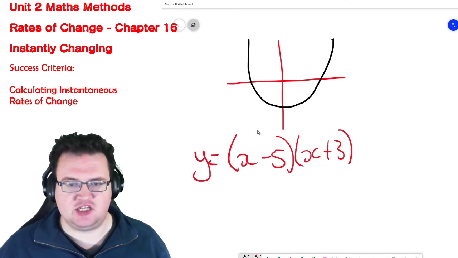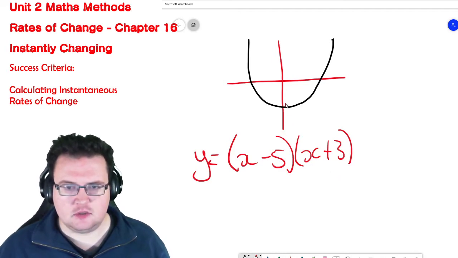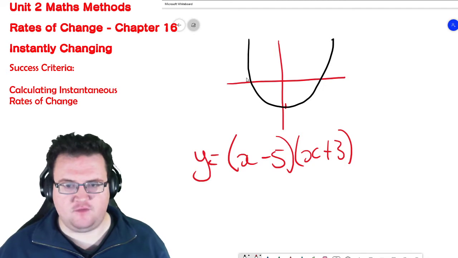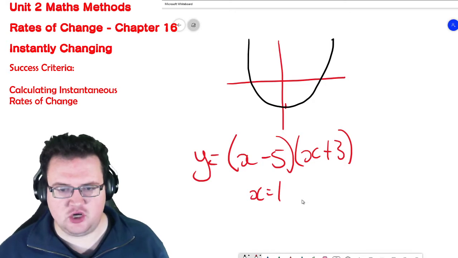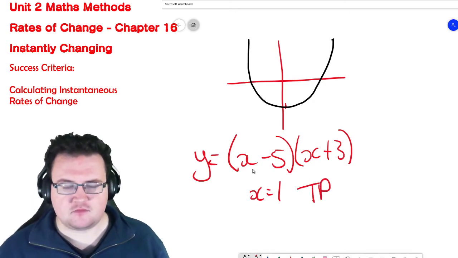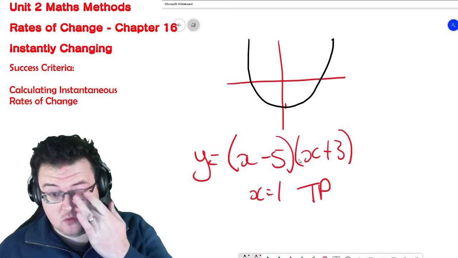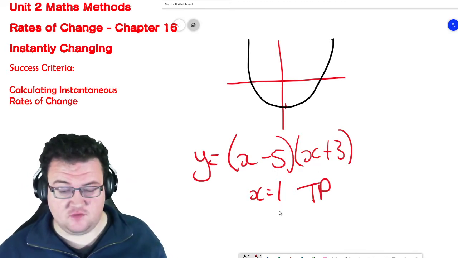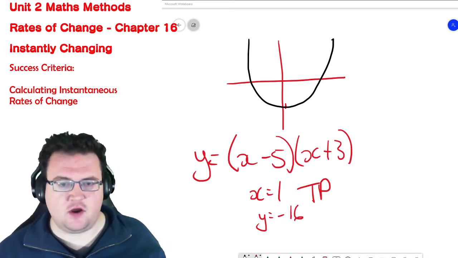Where's the turning point, guys? It's halfway between minus 5 and plus 3. So that's going to be at 1. It's 4 units to the right, 4 units from there. So when x equals 1, we have a turning point. So that's 1 minus 5 is minus 4, 1 plus 3 is 4, so that's y equals negative 16. I think that's right. Yep.